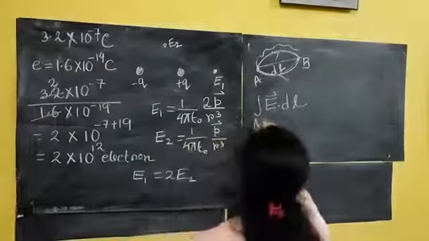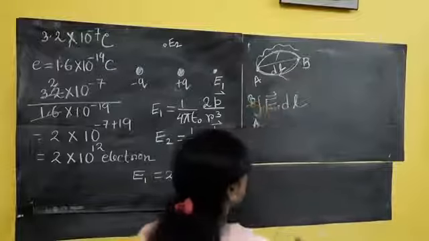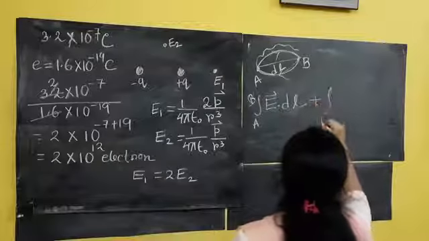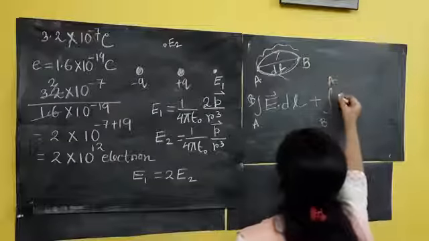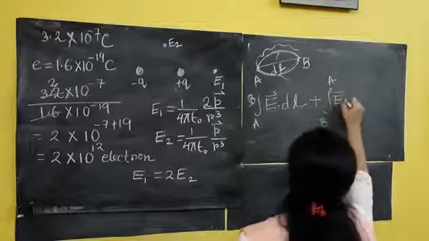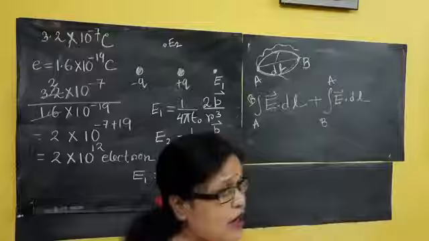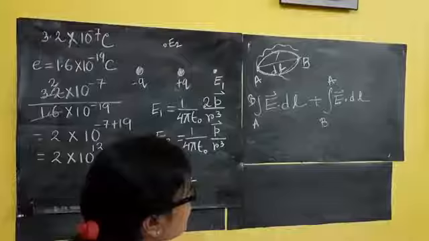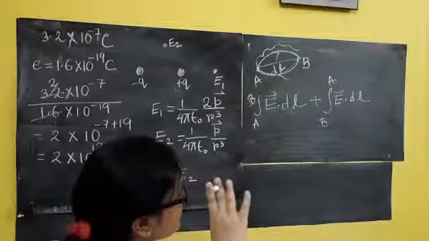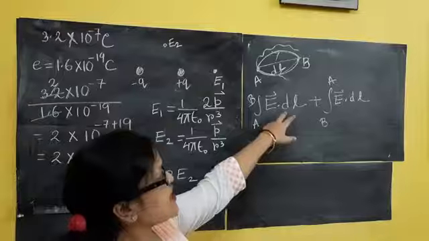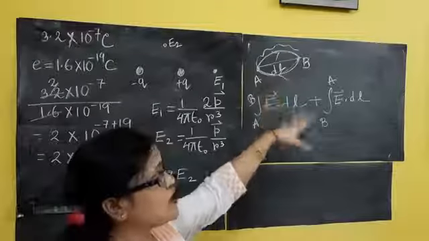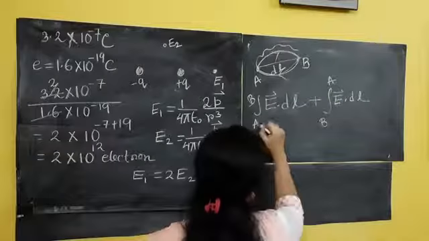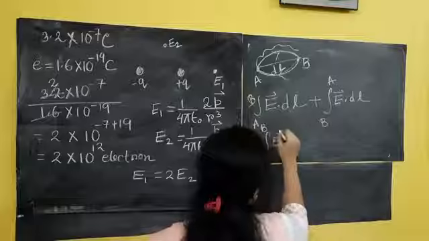Here I am moving from A to B. Clear? Now I am coming from B to A, so my integration will again be E dot dl. Clear? This is my total work done. Now, E dot dl from A to B and E dot dl from B to A. This dl is not changing, E is not changing, only the limits change. So I can write A to B, E dot dl.